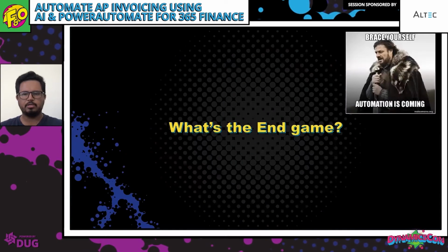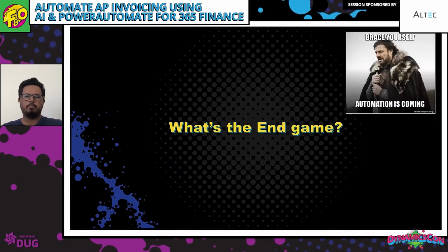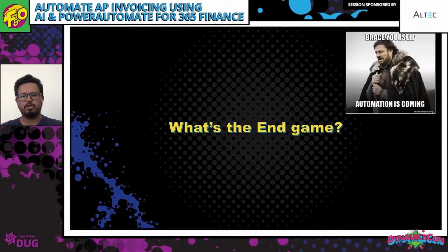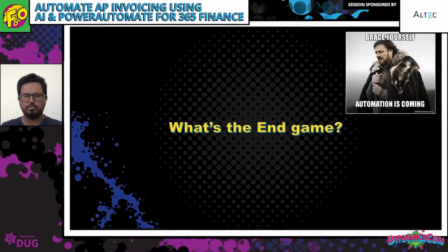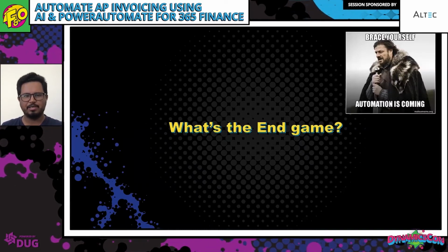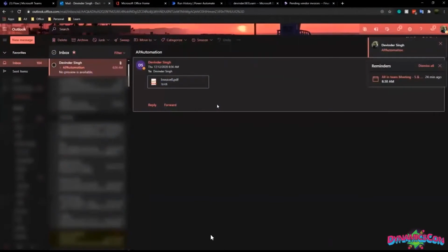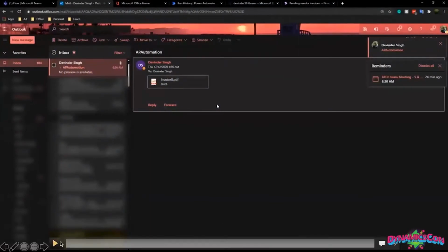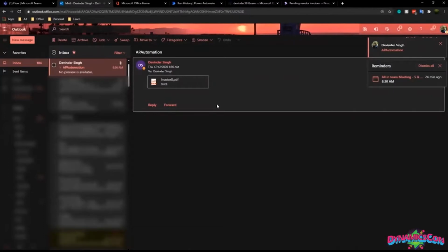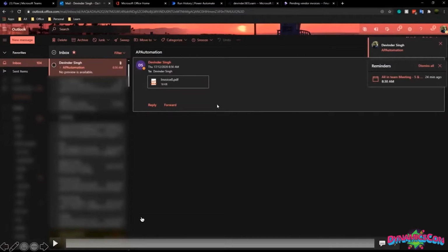So just moving further. Like we said, what's the end game? Now we are going to show you that, so brace yourself, some automation is coming. This is a brief video, so I'll just play the video and talk through it. This is a demonstration. The first thing on the video which you will see is an inbox, where we have received an email from our supplier or vendor with an attachment of the invoice.